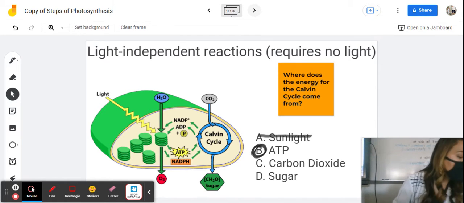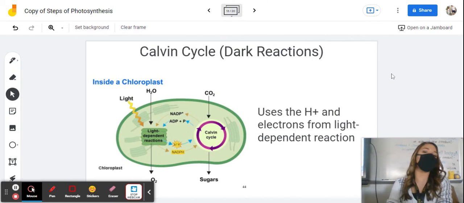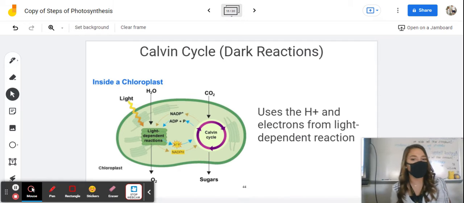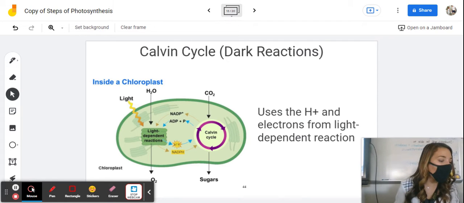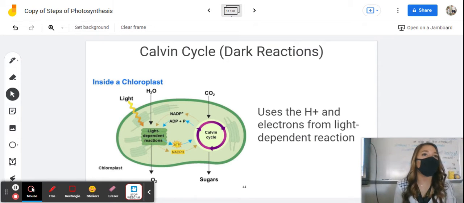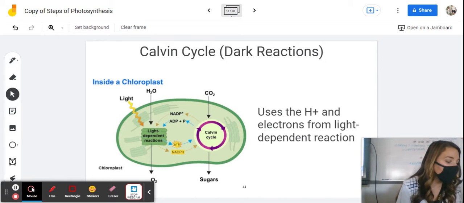Go to slide 13, honey. We got 3 names for the same thing. Calvin cycle, dark reactions, light independent reactions are all the same thing. And they are all happening here in the stroma. Ultimately, again, we're using things we created in step 1 to help step 2 to occur.